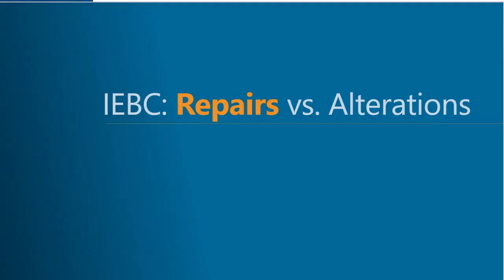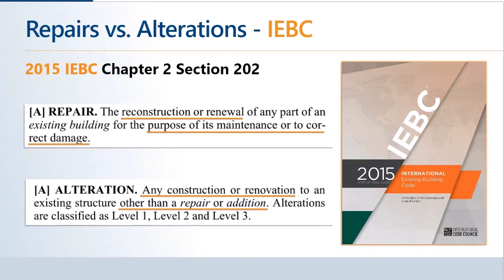So repairs versus alterations is something that comes across quite often, actually. And so we'll just touch on that for a little bit. What's the difference? Because, you know, an alteration level 1 to a repair can be very similar. Well, look at the definitions right in the IEBC, and there they are. Repair and alteration. So a repair is the reconstruction or renewal of any part of an existing building for the purpose of its maintenance or to correct damage. An alteration, conversely, is just any construction or renovation to an existing structure other than a repair or an addition.